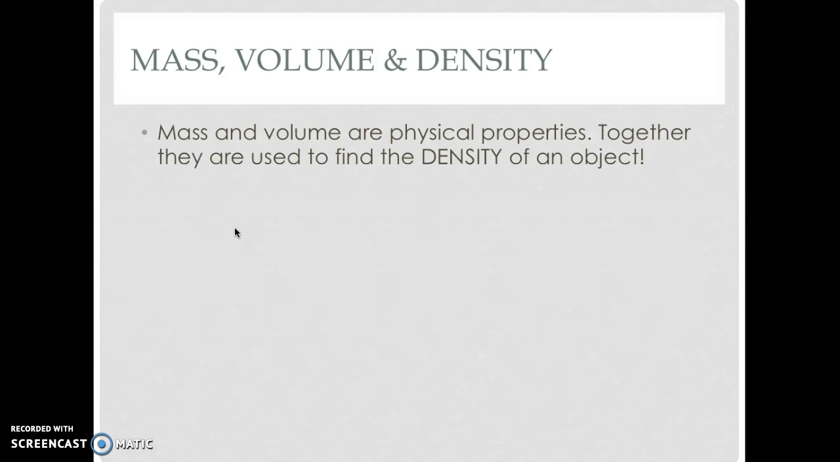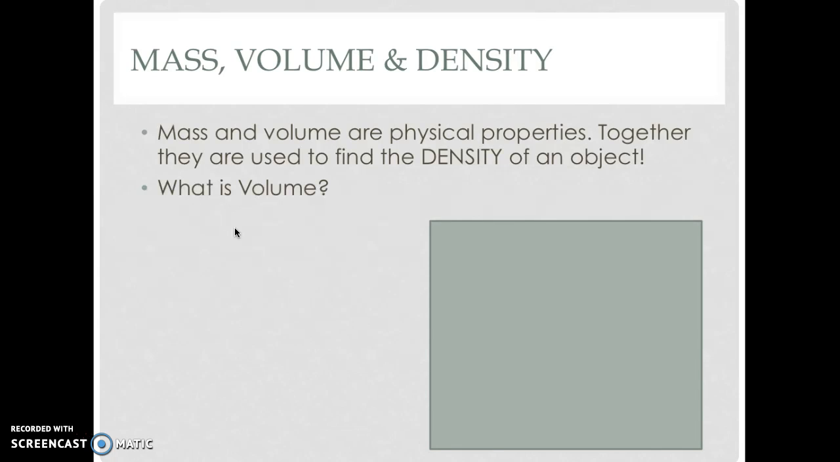Next, mass, volume and density. Mass and volume are physical properties. Together they are used to find the density of an object. What is volume? It is the space. We can see the space over here. This is a volume. The more the space, the more the volume. The less the space, the less the volume.